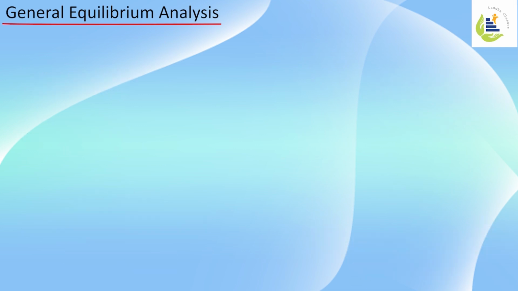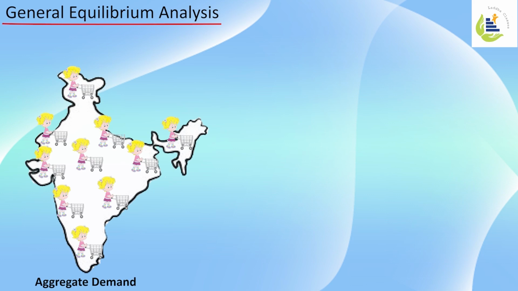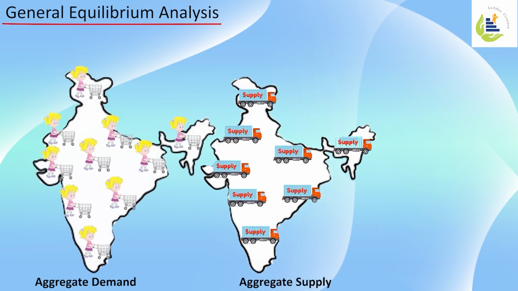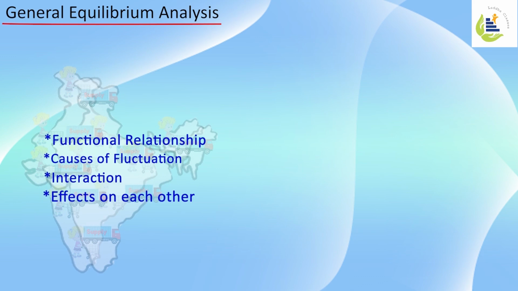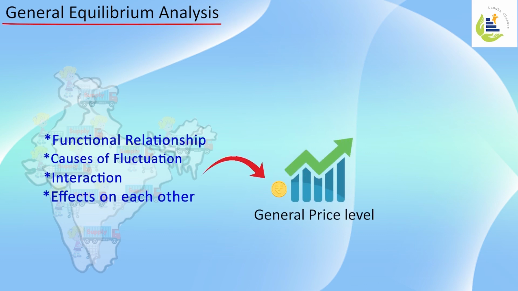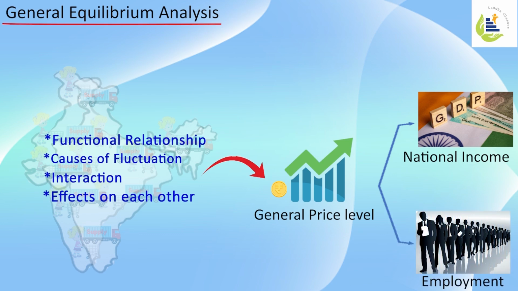I'll try to explain this with another example. Let us say I want to study aggregate demand. Aggregate demand will not be studied alone. It will automatically be studied along with aggregate supply. Their functional relationship, causes of fluctuations, interaction between them, how one affects the other, in turn helps us to understand the general price level of a commodity. In turn, it helps us to understand national income and employment of the economy.